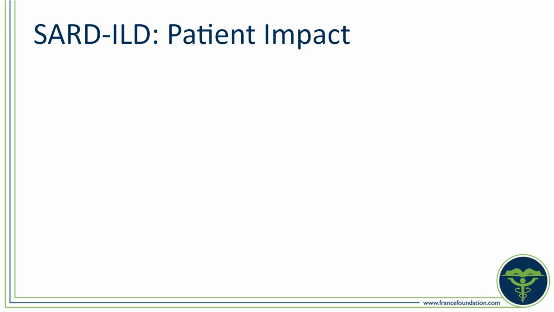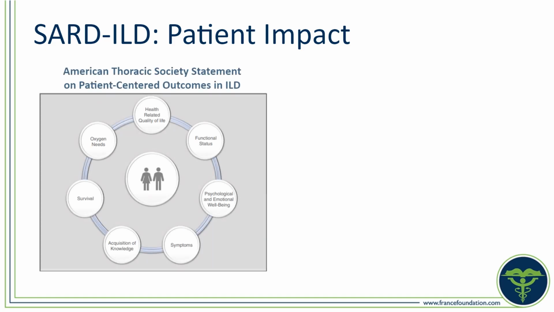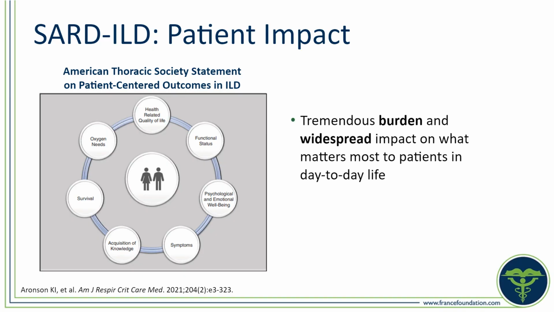Interstitial lung disease doesn't just impact survival in patients. It has a broad effect on many different important patient domains. This American Thoracic Society statement on patient-centered outcomes in interstitial lung disease does a nice job of identifying the widespread burden of interstitial lung disease on patients. It includes things such as reduced health-related quality of life, reduced functional status, impacts on psychological and emotional well-being, a high symptom burden, and potential need for long-term oxygen therapy.